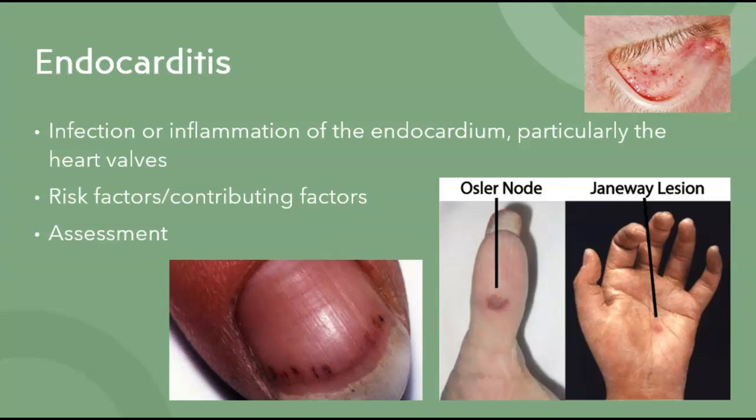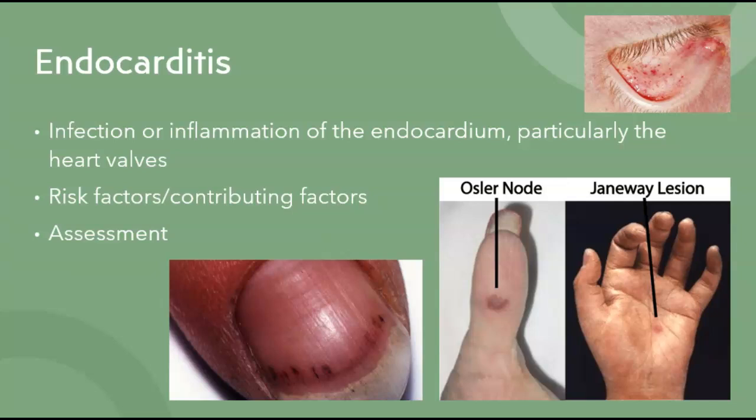Then your right-sided heart vegetation, it's going to go from right atrium to right ventricle, then it goes into the pulmonary artery. So right-sided heart vegetation can cause embolisms in the lungs. Risk factors, contributing factors for endocarditis are going to be rheumatic heart disease, congestive heart disease, degenerative heart disease.